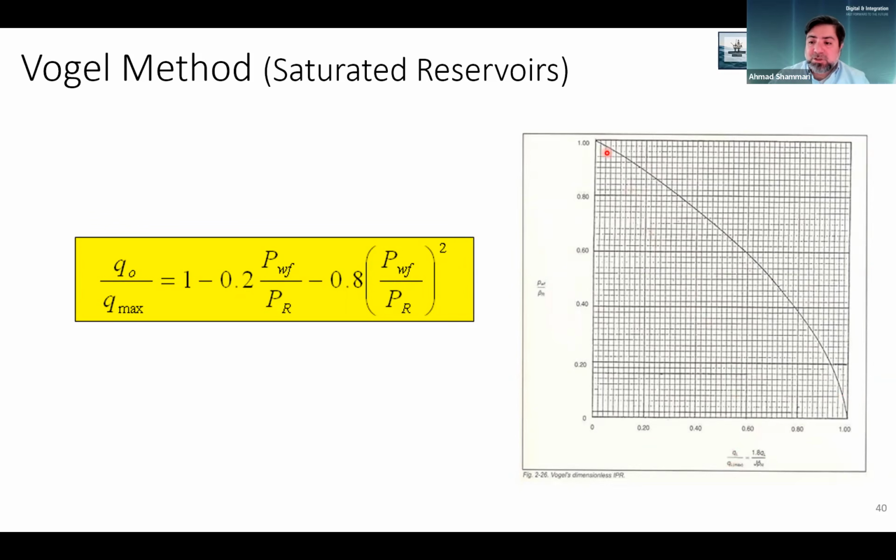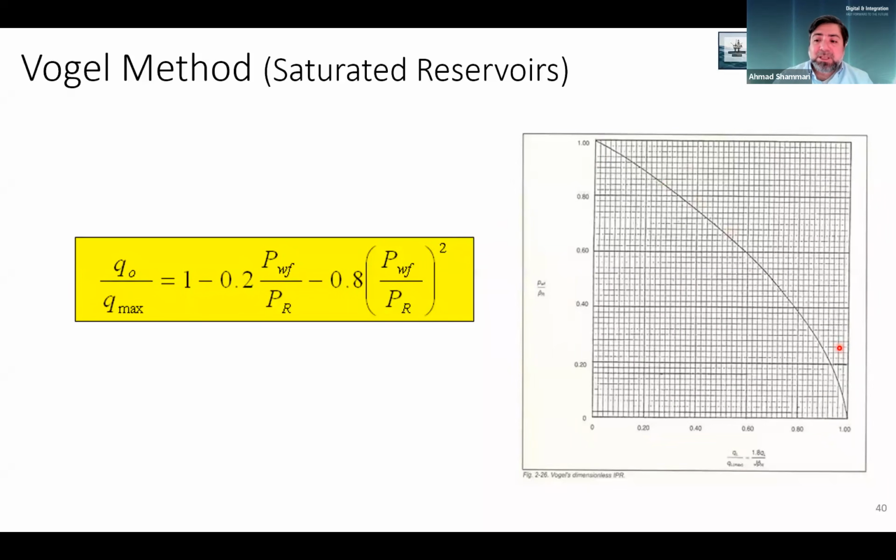And as we said, this curve here is always correct, regardless of the reservoir, right? But remember, we are saying here that this is a saturated reservoir. What do we mean by a saturated reservoir? The saturated reservoir is when the reservoir pressure is below the bubble point pressure. So all of it is curved, okay? And that's why you will see that this is to the power 2, correct?